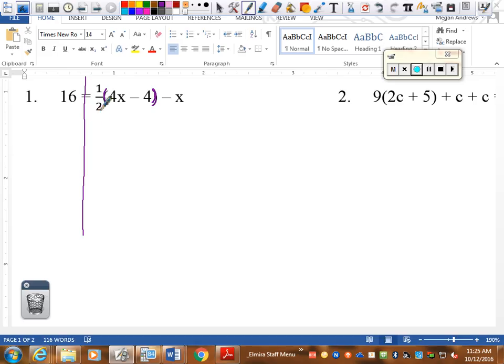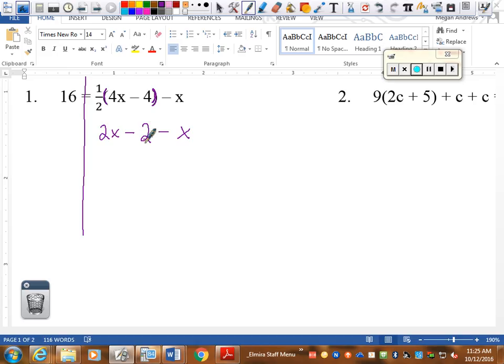Well, 1/2, if you got to have a fraction, that's a nice one to work with. Okay, half of 4x would be 2x minus half of 4 again would be 2, and then bring down the minus x. Okay, so let me go back to that half again. All right, half is easy. Half of 4 is 2, half of this 4 is 2.